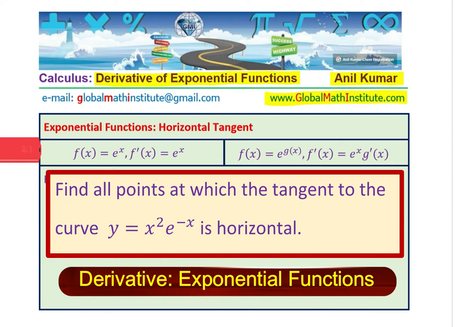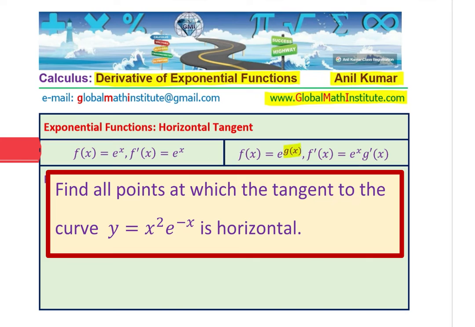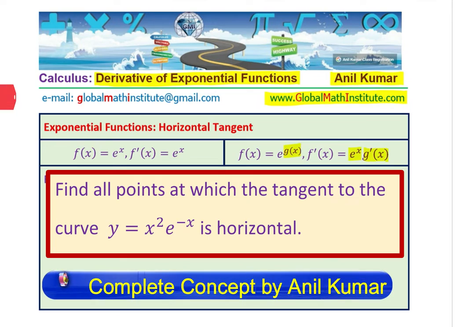I have provided the formula for you. If f of x is equal to e to the power of x, then the derivative is exactly the same, the y value of that function. If f of x is equal to e to the power of g of x, in that case, the derivative will be e to the power of g of x times the derivative of g of x. Apply the chain rule. Perfect.